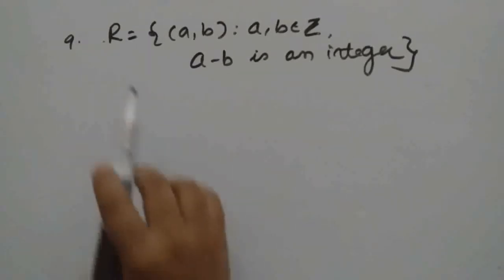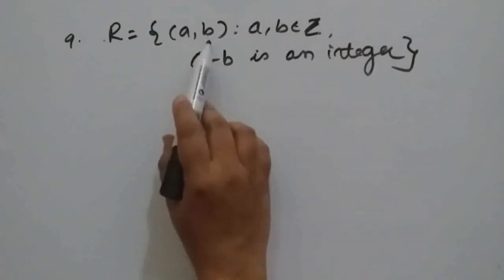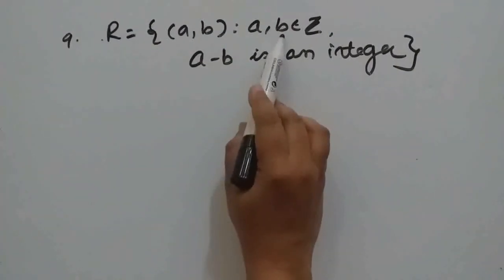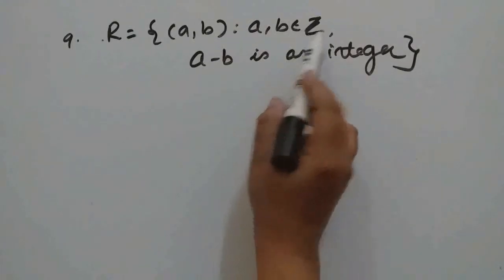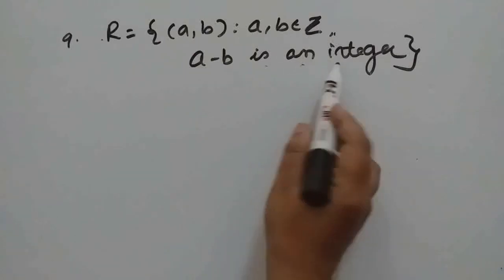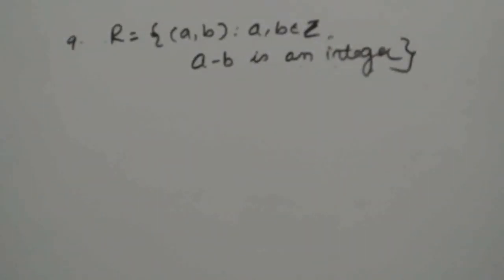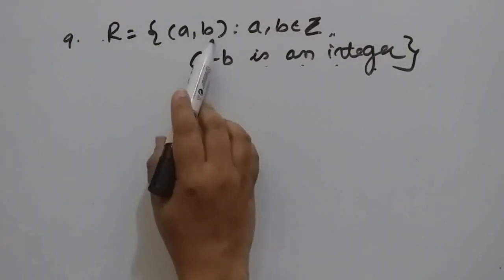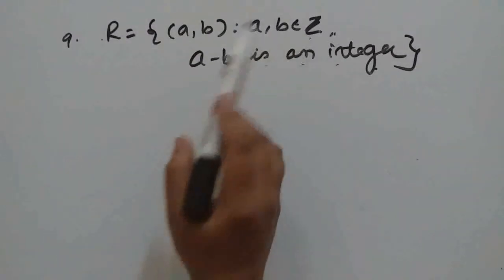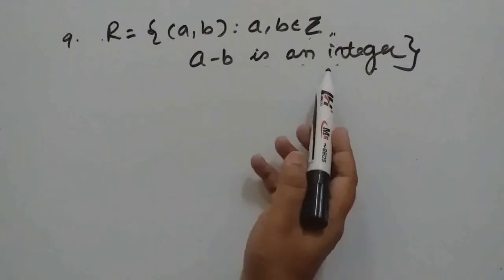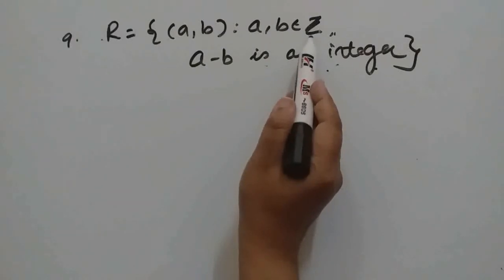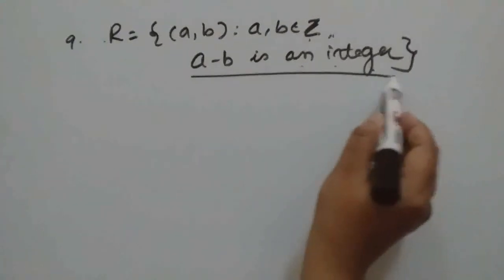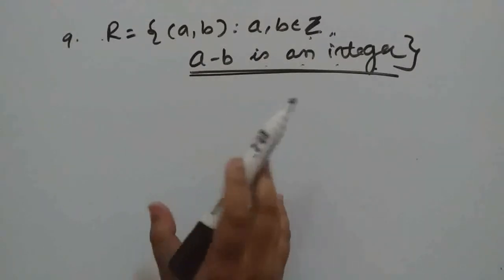Question number 9, R set is defined as (a, b), where both the numbers are from Z. Z means the set of integers. The property is a minus b is an integer. See, if we take any two numbers from the integer set, the subtraction or difference will be an integer only. Since we have infinite numbers in Z, this relation will be infinite.